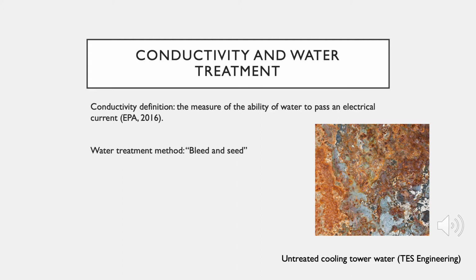Once you know if you need some water treatment, the type of water treatment we used in my project is called a bleed and feed system. This is basically where you're bleeding water, so you're getting rid of some of that contaminated water, and then you're seeding the cooling tower with chemicals that will help to lower the conductivity.